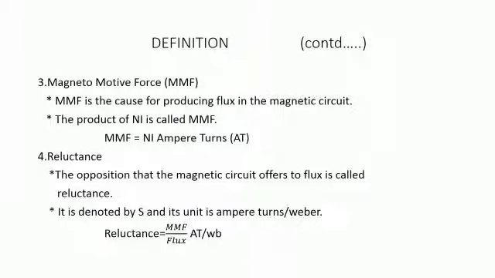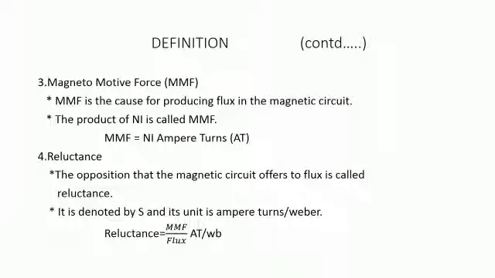The third one is the magnetomotive force. Magnetomotive force means the cause for producing the magnetic flux. How is the magnetic flux induced? When the supply is given, the current flows through the coil. The number of turns and the current are taken as the magnetomotive force. So magnetomotive force is the cause for producing flux in the magnetic circuit. The product of N into I is called mmf. The unit is ampere turns.